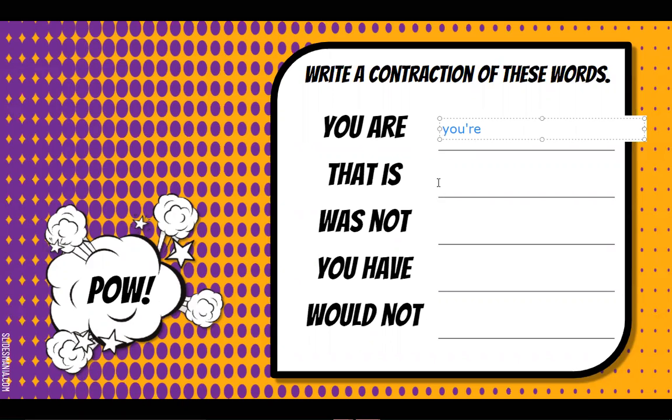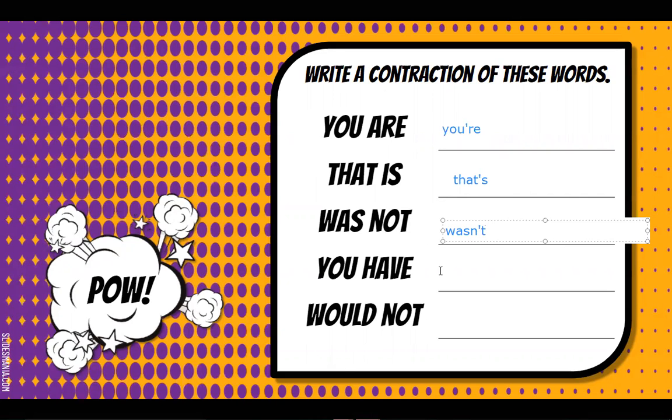The next one is that is. So that is, when I make it in contraction form, is that's. I've squished that is together, popped out the I, and replaced it with that apostrophe. For the next one, was not. Was not becomes wasn't. And so I've squeezed out the O that was in the O for not and replaced it with an apostrophe. Squish those two words together.